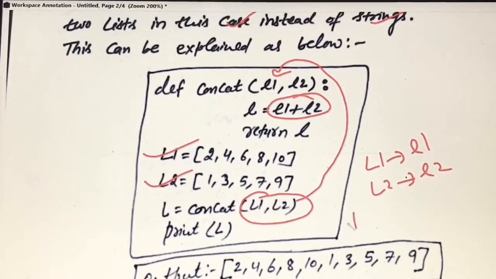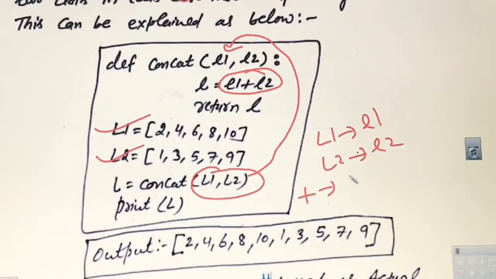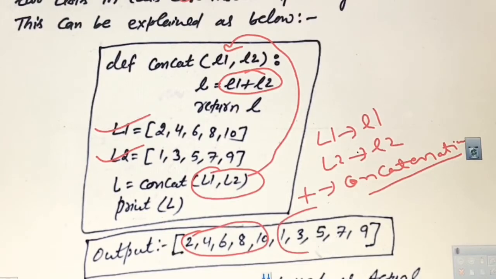Plus has the same meaning in lists also, concatenation. It will concatenate the two lists. So the result will be like this. The first list elements will be there, and then the last list elements will be there, and a complete list will be there. So we pass two lists here, the function concatenates them and returns the result. So in this way we can pass the list.